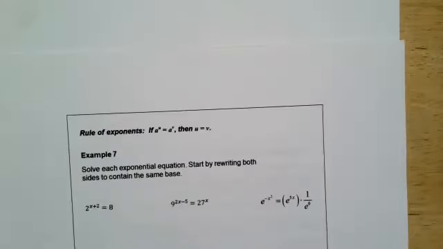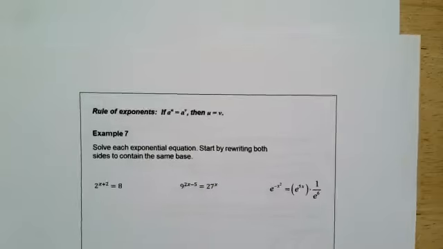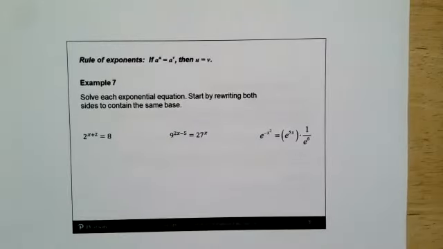Now, the final thing, a completely new concept, is how to solve an exponential equation using the rule of exponents. Okay, so new rule of exponential equations. If a to the power of u equals a to the power of v, then u equals v. It sounds believable, right? If your bases are equal, your exponents are equal. If the base on the left is equal to the base on the right, then the exponent on the left has to be equal to the exponent on the right, right?